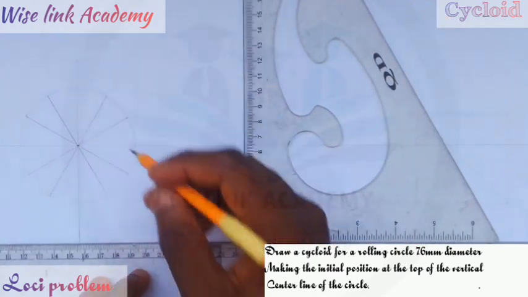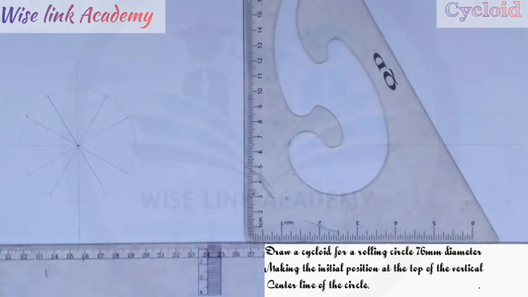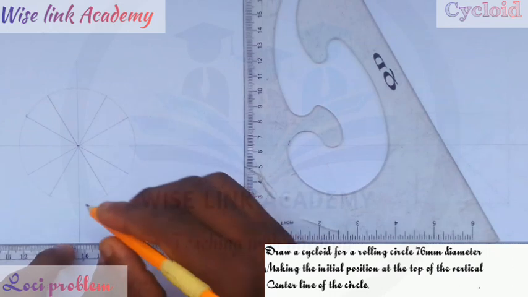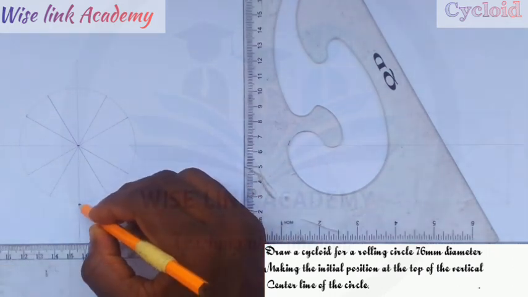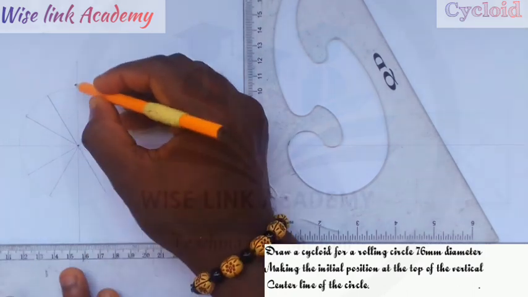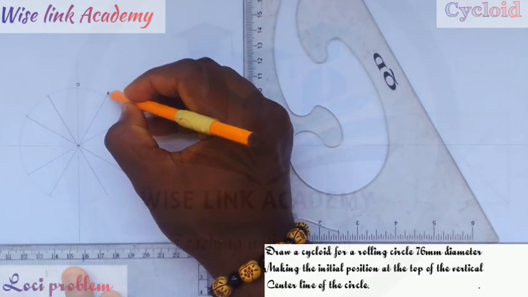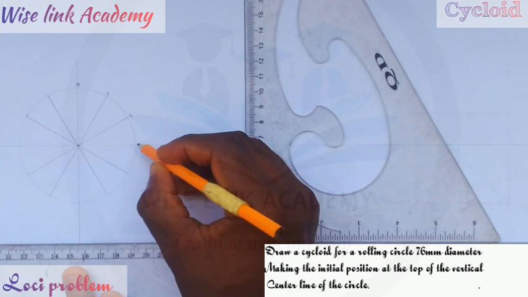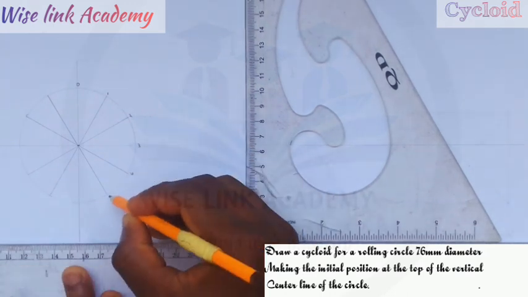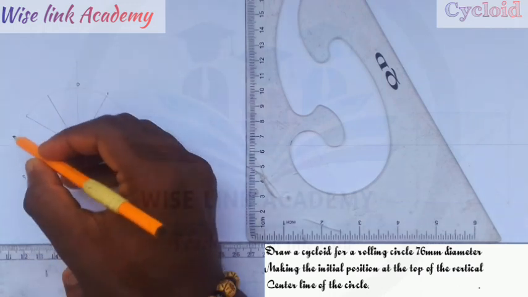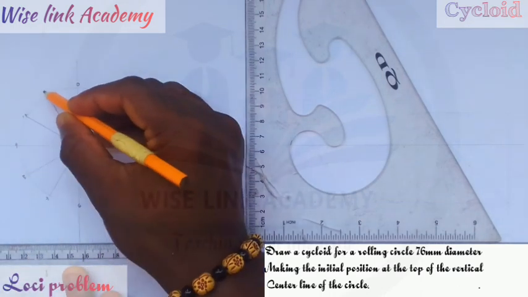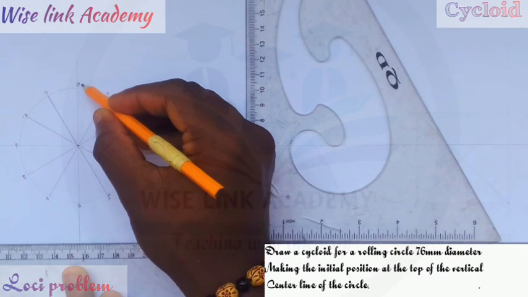Listen please. We are asked to make the initial position of the tracing point at the top. Initially, we were meant to start from here at 0. But we were asked to make our initial position at the top. So here becomes 0, 1, 2, 3, 4, 5, 6, 7, 8, 9, 10, 11, 12.